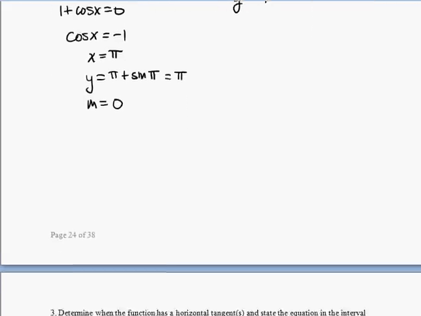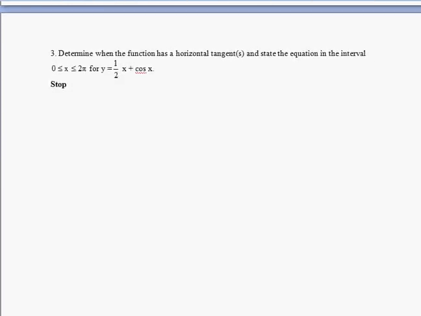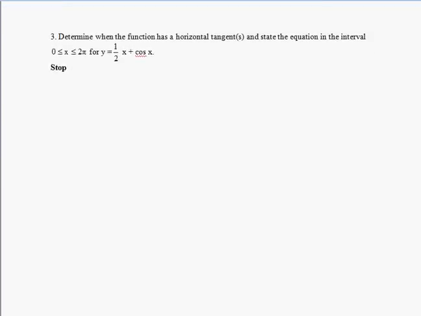And our last trig equation is horizontal tangents again, but the function is just a little bit more interesting. So again, horizontal tangents, we take derivatives. So derivative of this function here, derivative of 1/2 x is a half. Derivative of cosine is negative sine x. Since we want horizontal tangents, we set our derivative equal to 0. So we get the sine of x equals a half.